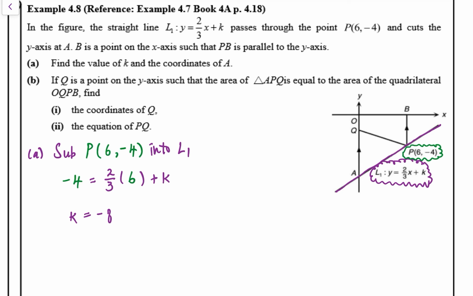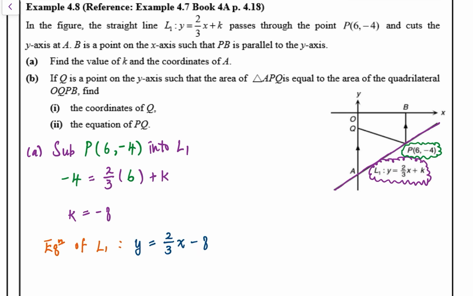So let's see what L1 is when k equals -8. The equation of L1 is y equals 2/3x minus 8, and the y-intercept of L1 is -8. Since L1 cuts the y-axis at point A, we can make use of the y-intercept to get the coordinates of point A. Part B.